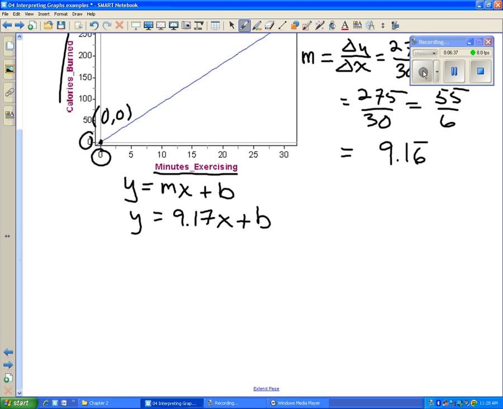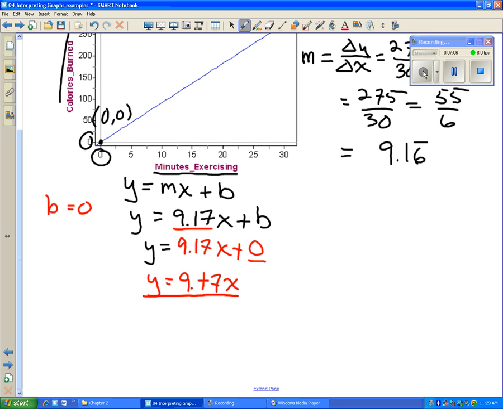Okay. What is my b? My b is where I cross the y-axis. When I work 0 minutes, I burn 0 calories. So my b is 0, so y equals 9.17x plus 0, or my equation is y equals 9.17x. I found my slope. I found my y-intercept. I have my equation.